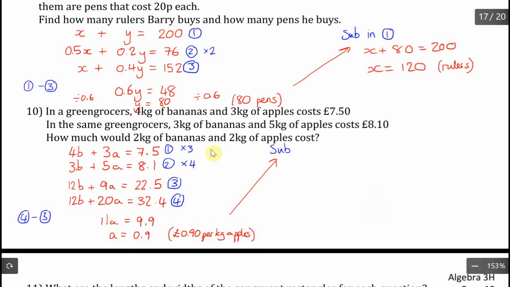I'm going to sub that into equation 1. So 4B plus, now 3 kilograms of apples, now that we've found out that they are 90p per kilogram, would cost £2.70. And that's equal to £7.50 in total. If we take away 2.7, that would leave us £4.80, and then when we divide by 4, that will give us £1.20.